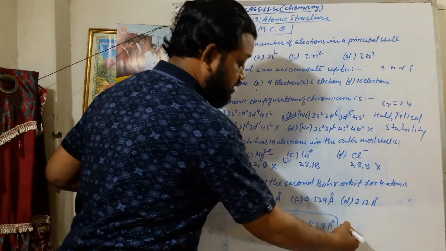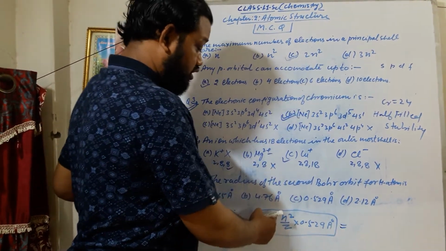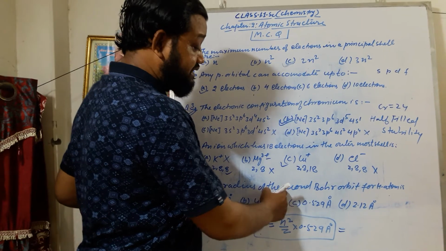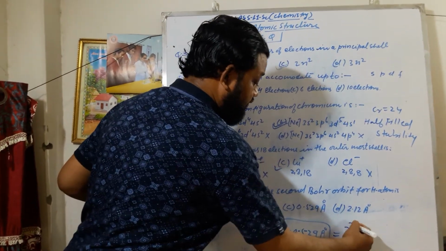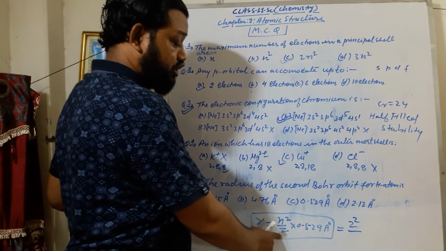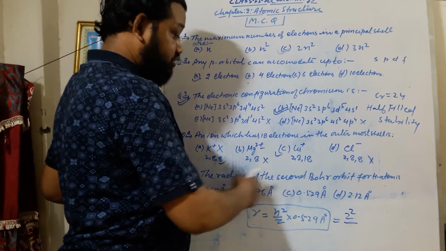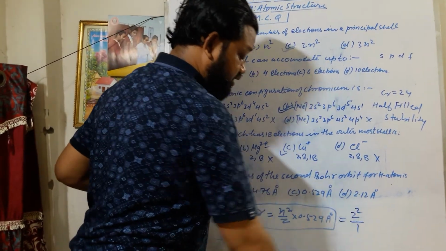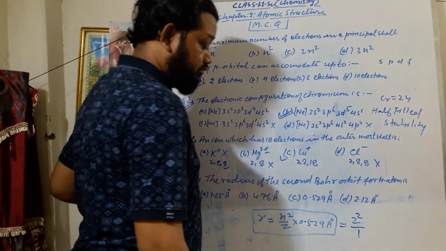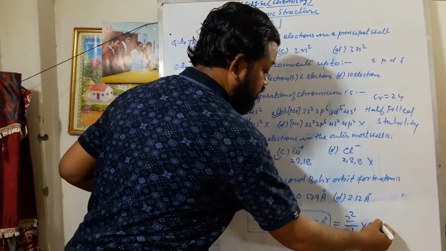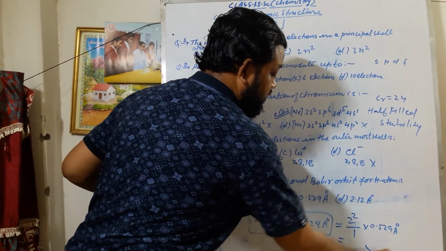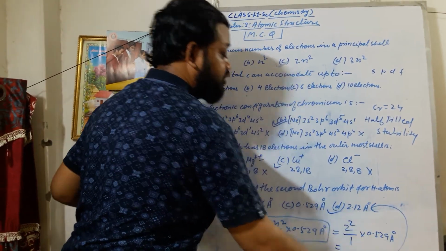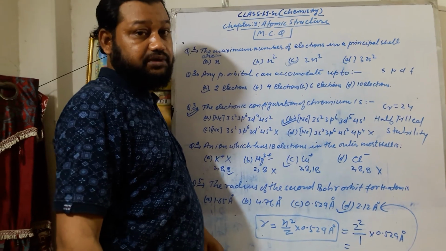We want the radius of the second orbit, so we will write 2 in place of n, 2 square. We know that the atomic number of hydrogen is 1, therefore 2 square upon 1 multiplied by 0.529 angstrom, and when you solve it, you will get option D, that is 2.12 angstrom.